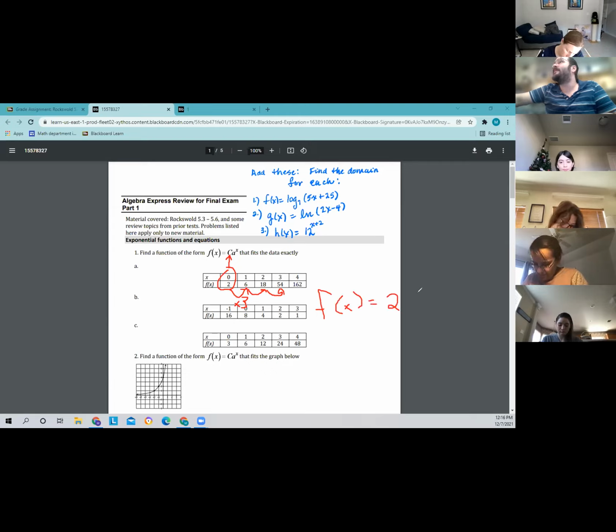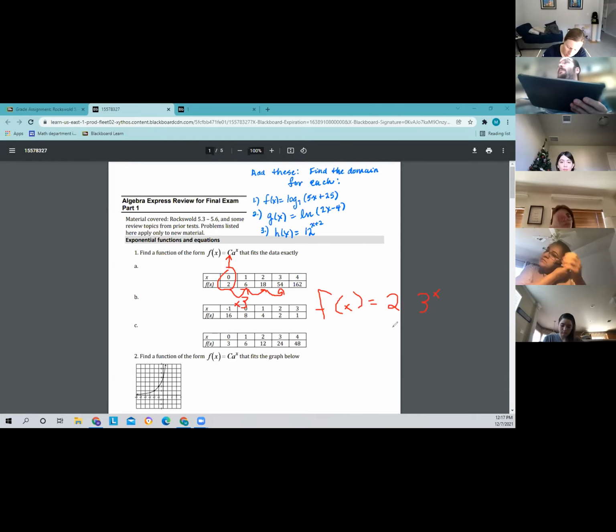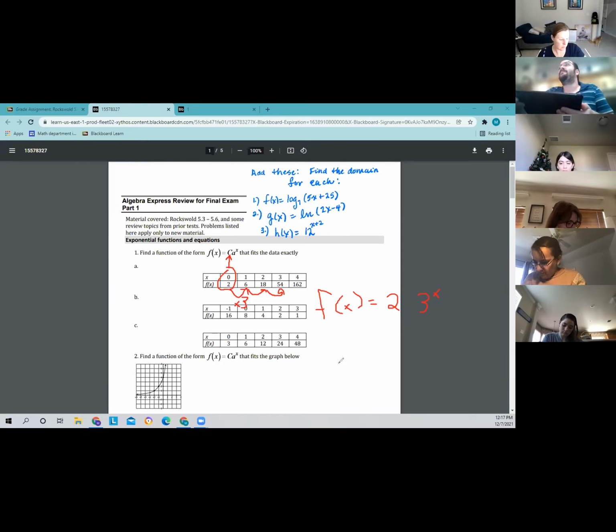Equals 2, and you said what, 3 to the power of x? Yes. That's it. Where'd that F go? Oh, never mind. Questions about this one? So this is knowing how to get the C, knowing how to get the A. The A is the change. It's the multiply by 3. The C is always going to be your intercept.